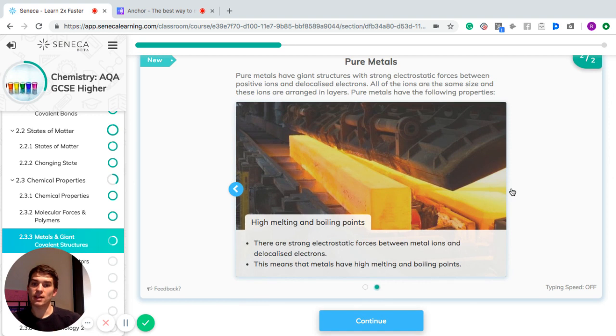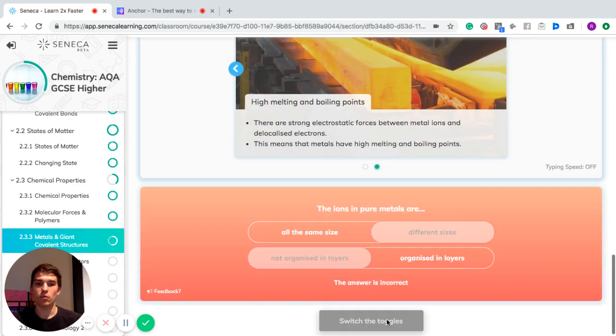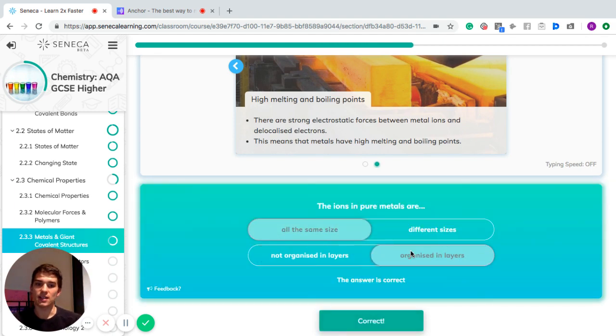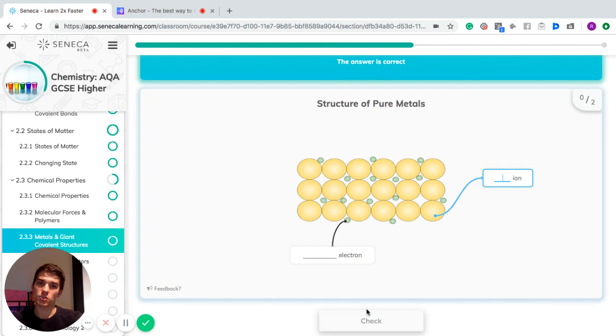They also have high melting and boiling points, as there are strong electrostatic forces between metal ions and delocalized electrons, and this means that metals have higher melting and boiling points. So the ions in pure metals are all the same size and organized in layers. And in the structure of pure metals, you have positive ions and delocalized electrons.